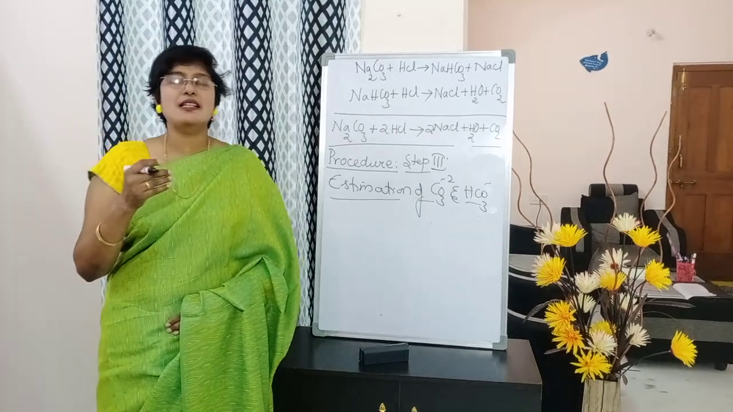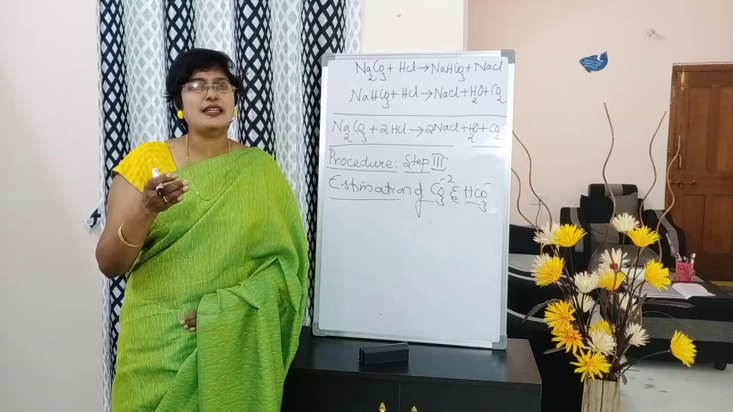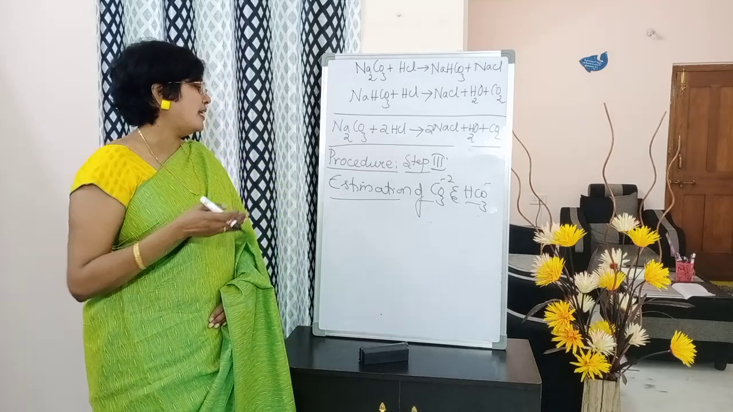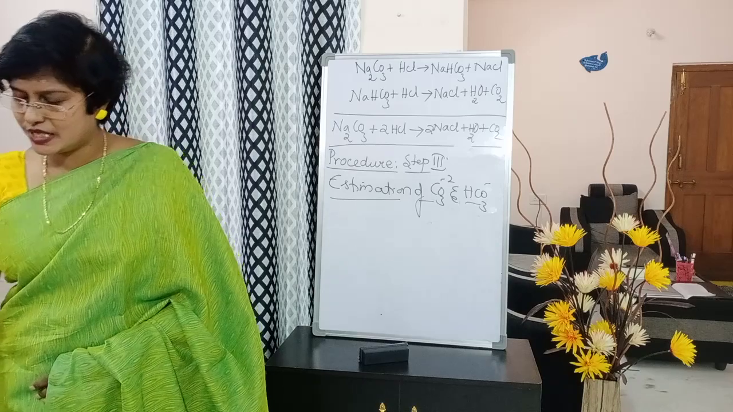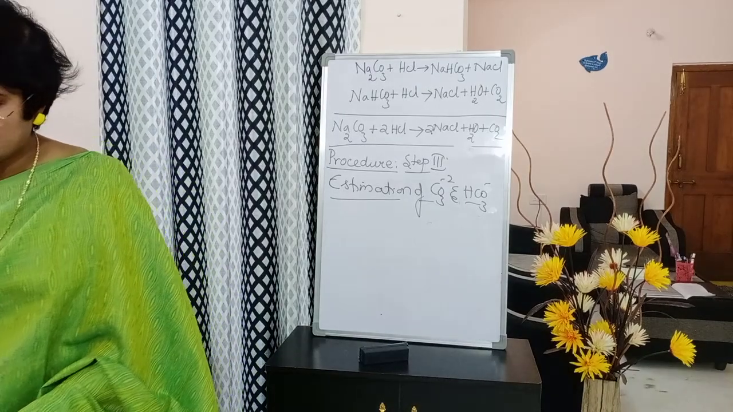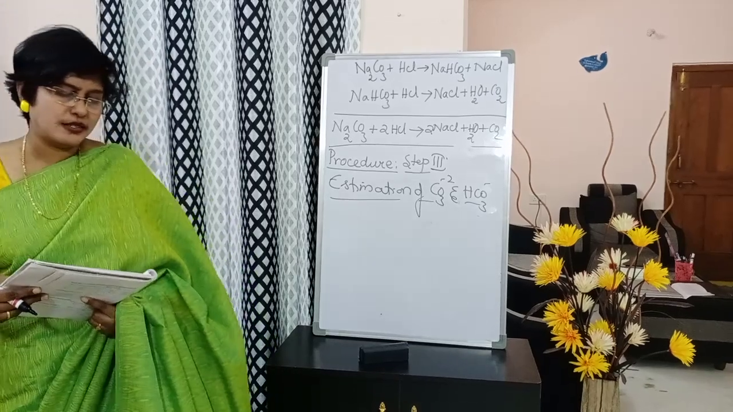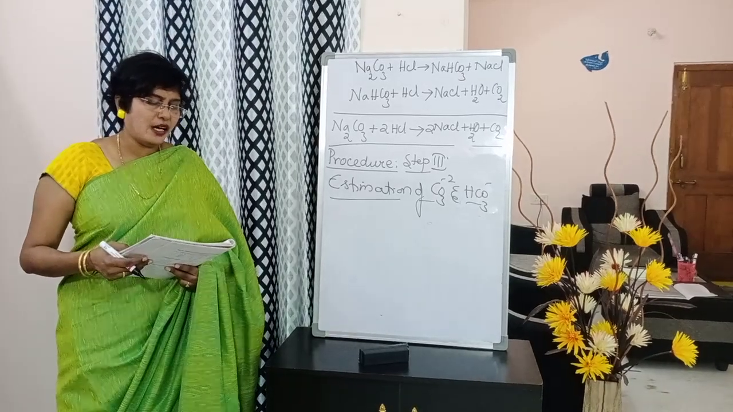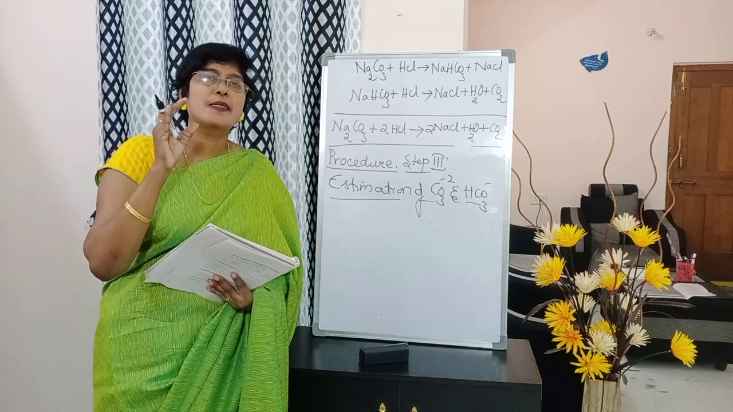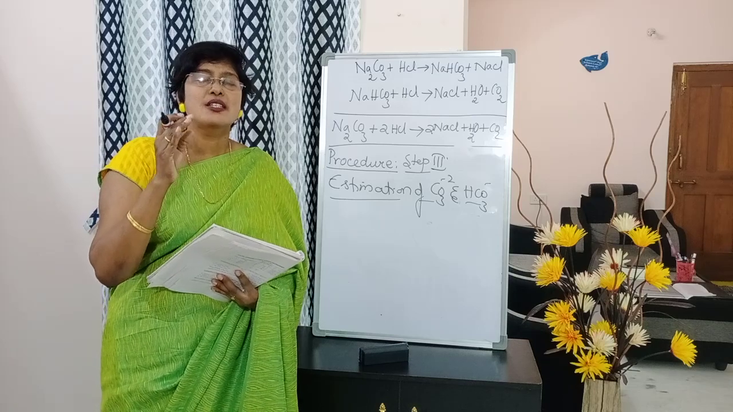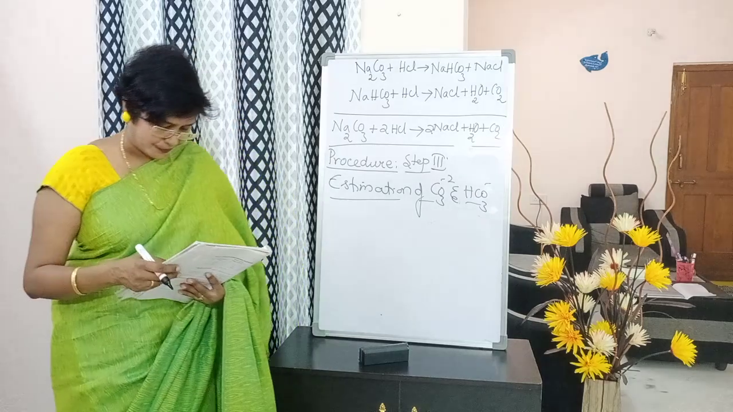Okay, so first and second steps are same like the previous experiment, students. So here comes the third step, that is estimation of carbonate and bicarbonate in the given mixture. Kindly write down the procedure, students. Pipette out. Students, the unknown will be given in a beaker to you. So that unknown mixture, what is to be done, I am dictating now.